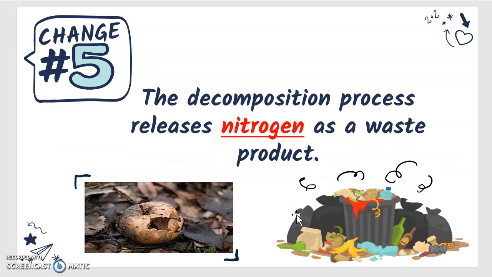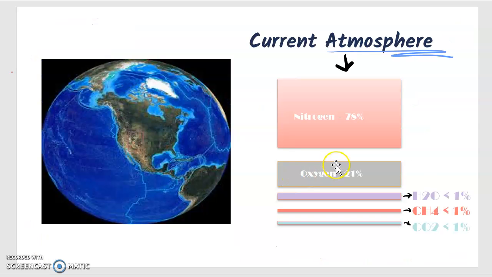And lastly, with plants and animals now present on the surface of the Earth, when they die, the decomposition process releases nitrogen as a waste product. So, if you look at the current atmosphere now, we have nitrogen, which is 78%, oxygen, 21%, water, 1%, this is the water vapor, methane, 1%, and carbon dioxide, 1%.